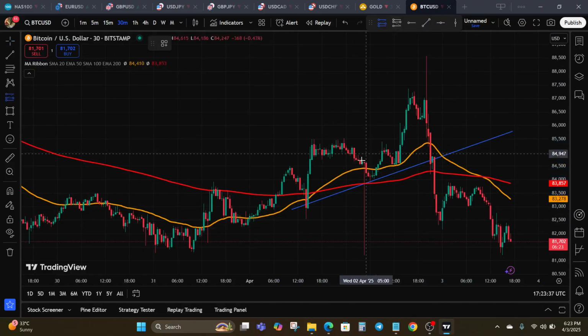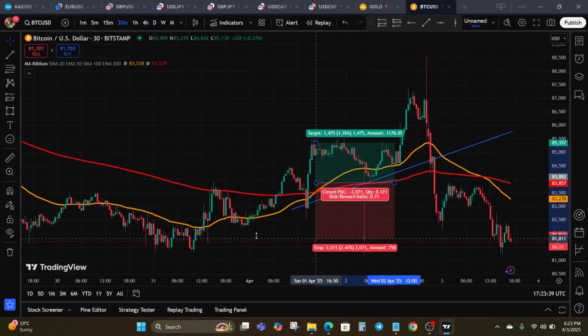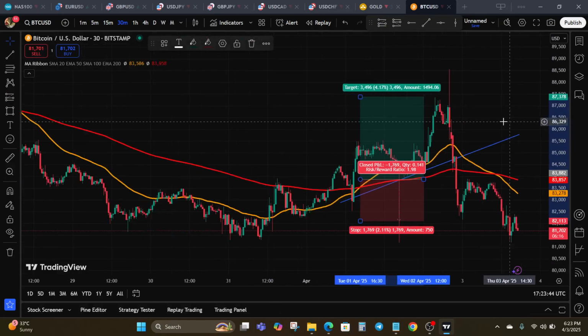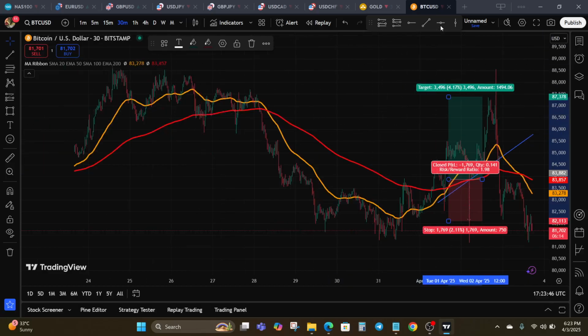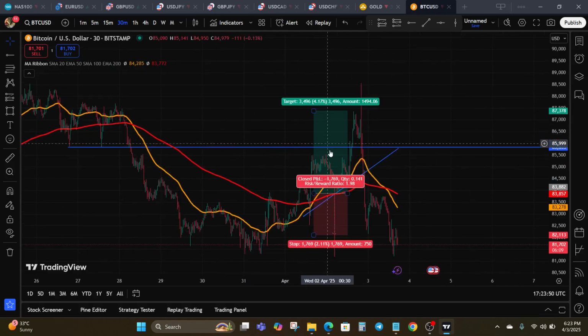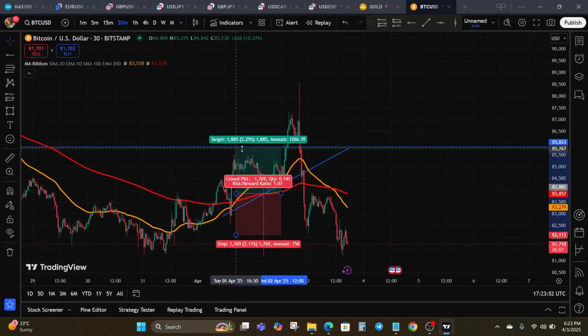So if you had entered a buy around here, perhaps you could have set your stop loss below the previous swing low, and then you target resistance zones. If you go back, you look out for a resistance zone. This was a support that turned into a resistance, so this would have been one of the places to exit.